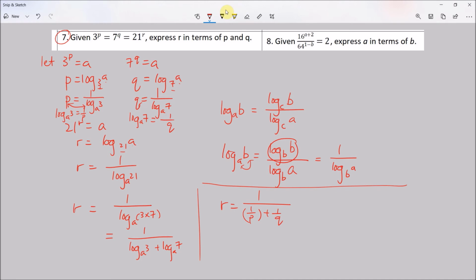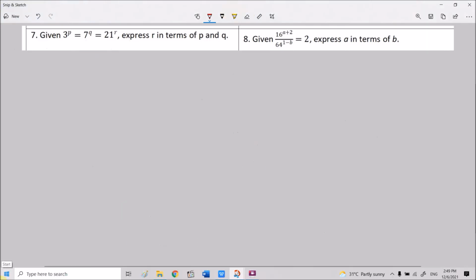Now I get rid of all the logs, I just have to simplify this. In order to add the fractions with different denominators, we multiply this by Q, multiply this by P. So I get P plus Q over PQ, and then if I divide this, I get R equals PQ over P plus Q. And we go to question number 8.